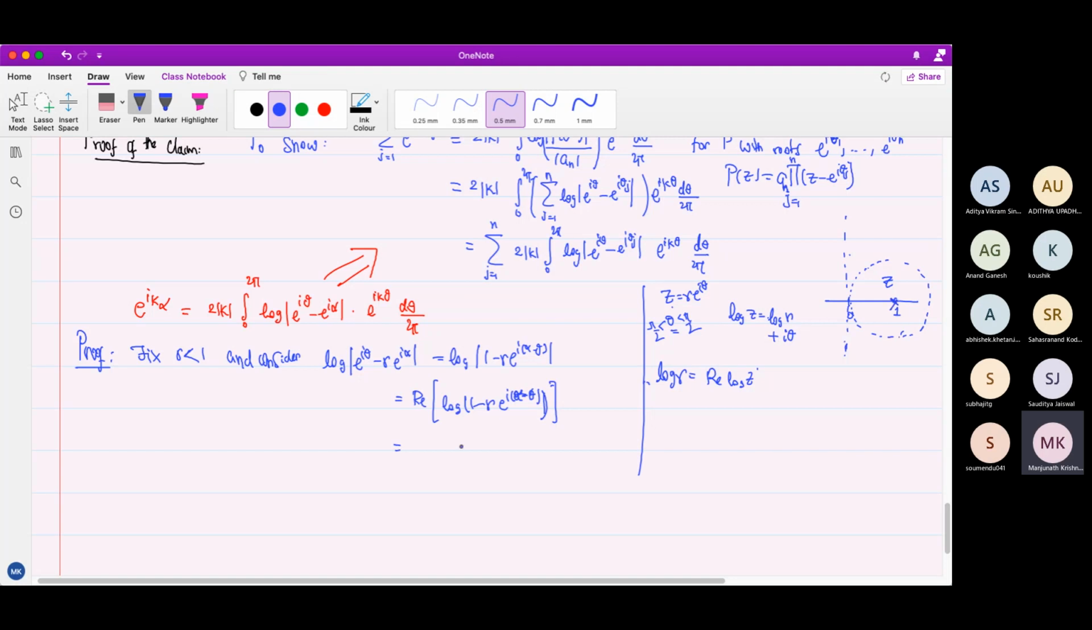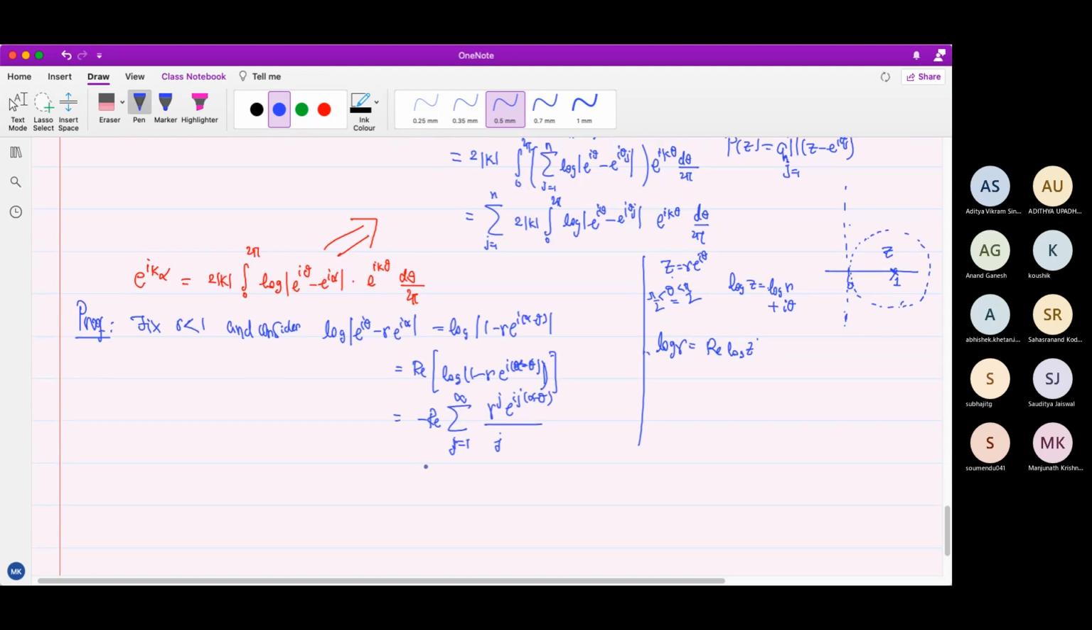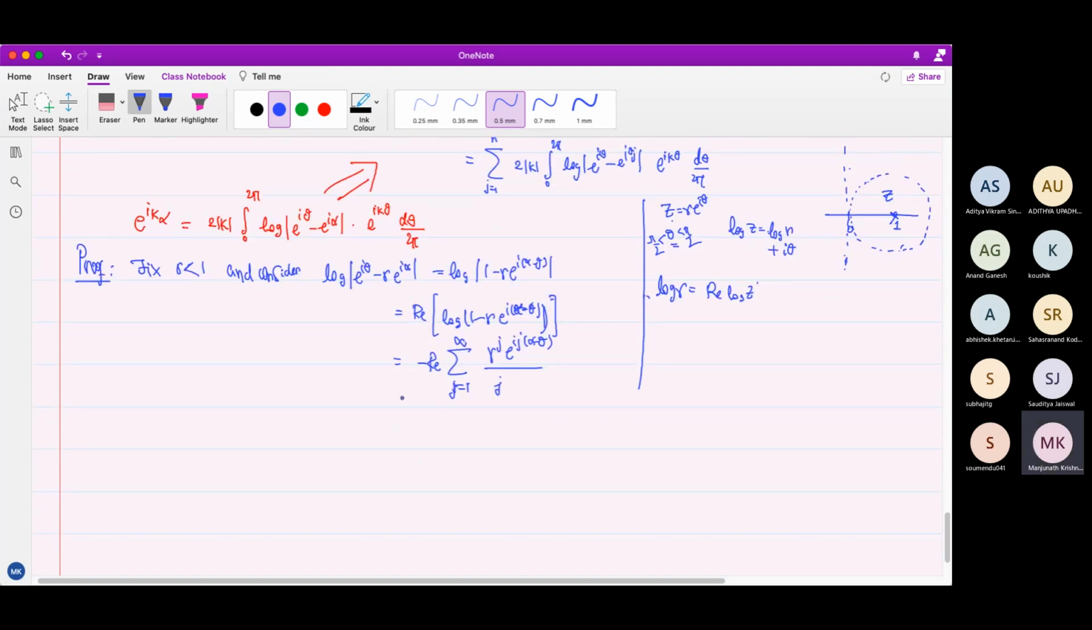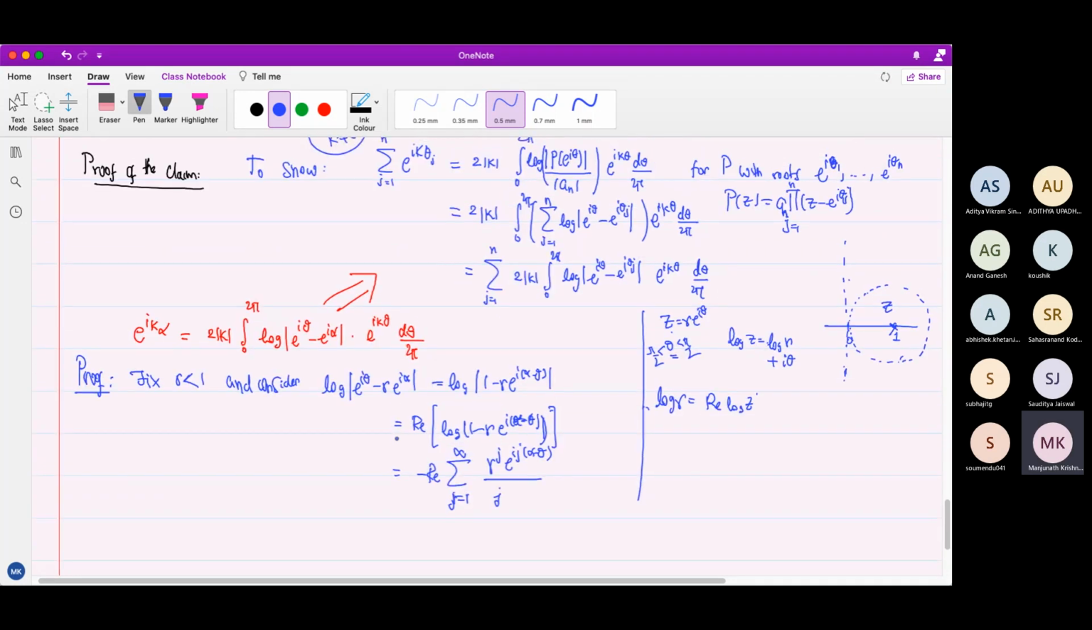it has a power series expansion, namely minus the summation j equals 1 through infinity, since log of 1 minus x is minus the sum of r to the j e to the i j times alpha minus theta divided by j, right? And then I have to take the real part. Whatever it is, it doesn't matter.